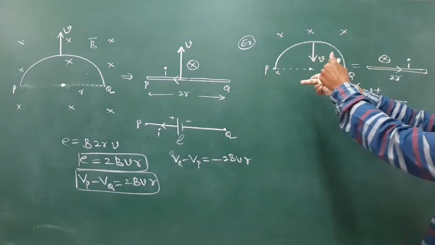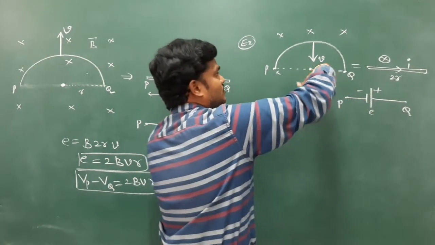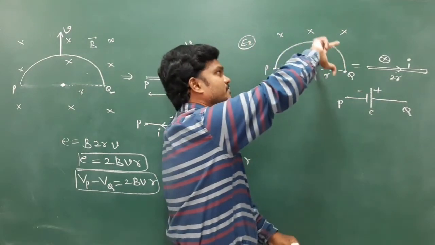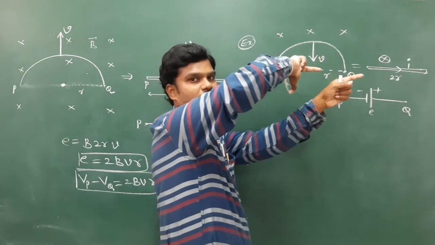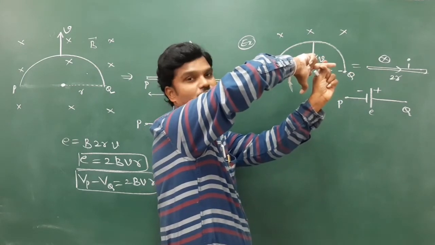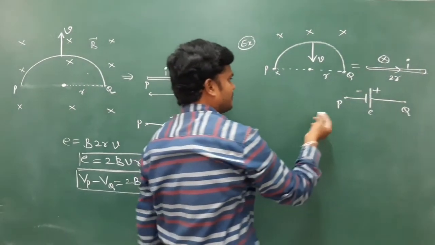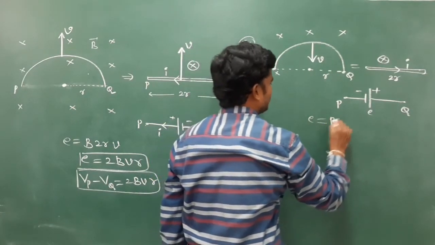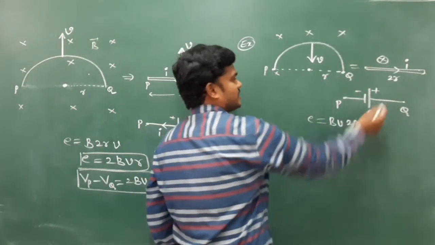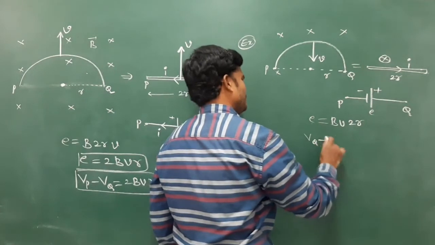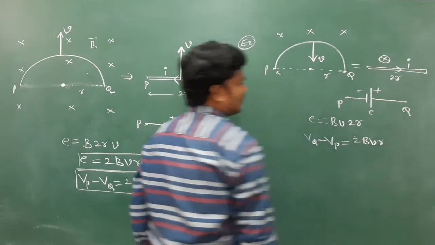See, this will give the motion of the conductor. The conductor is moving down. If I place my hand in this direction, the conductor is moving left, wrong. So the conductor is moving down. See my hand, and see the middle finger. The direction of this middle finger will give the direction of the induced current. So the current is in this direction. Again, EMF is very clear. So E is equal to B V 2R. Or you can write this as a potential difference. So Q is at the highest potential, so VQ minus VP is 2BVR.